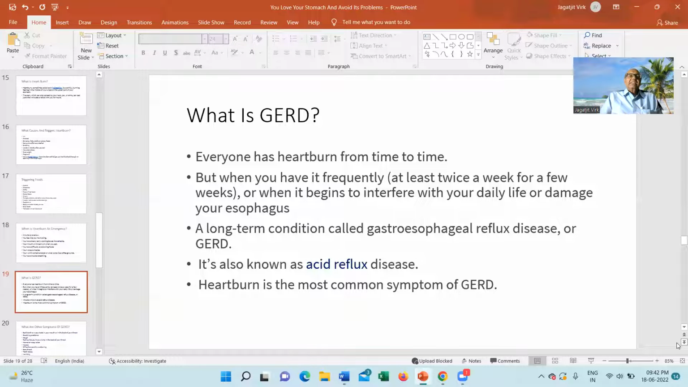What's GERD? Everyone has heartburn from time to time, but when you have it frequently, at least twice a week, for a few weeks, or when it begins to interfere with your daily life or damage your esophagus, it is a long-term condition called gastroesophageal reflux disease, or GERD. It's also known as acid reflux disease. Heartburn is the most common symptom of GERD.